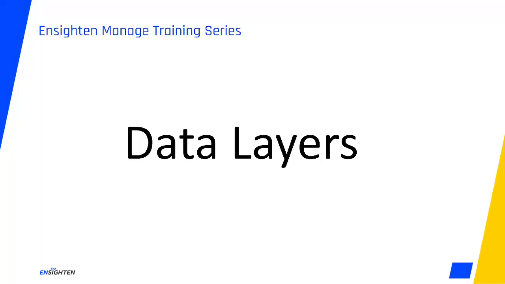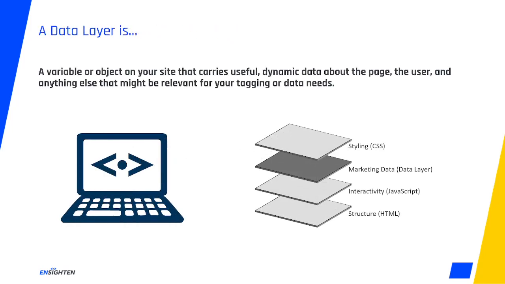The topic of this video isn't one that is found inside of the TMS, but one that can be so critical in a good TMS implementation. This is the topic of data layers. A data layer is an object on your site that carries useful, dynamic data about the page, the user, and anything else that might be relevant for your tagging or data needs.